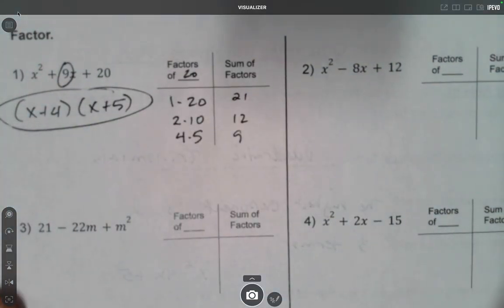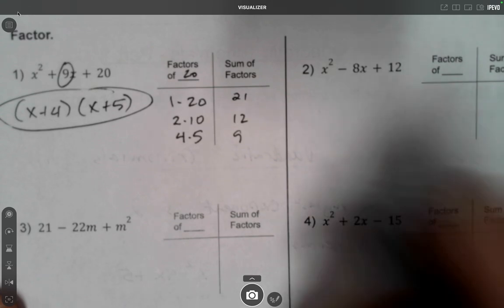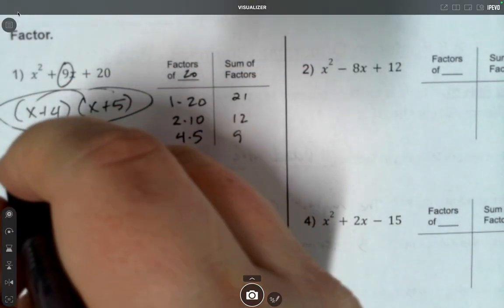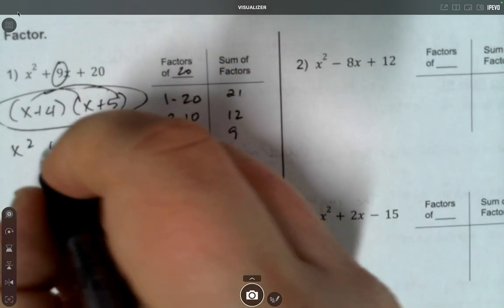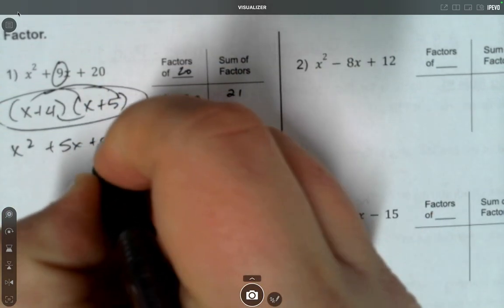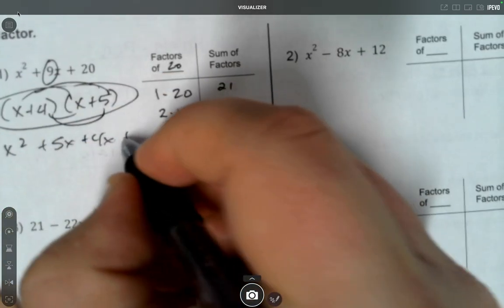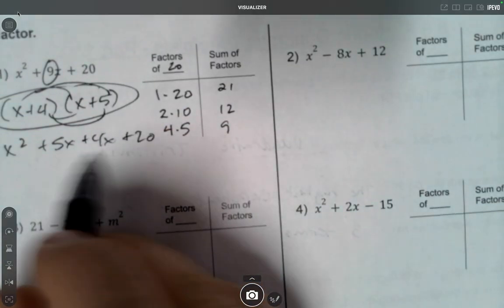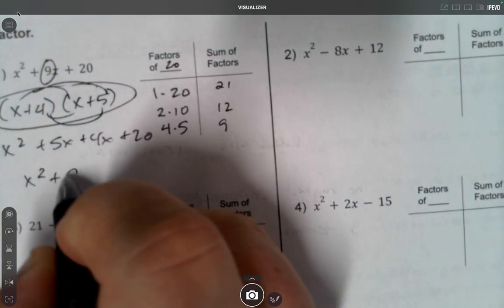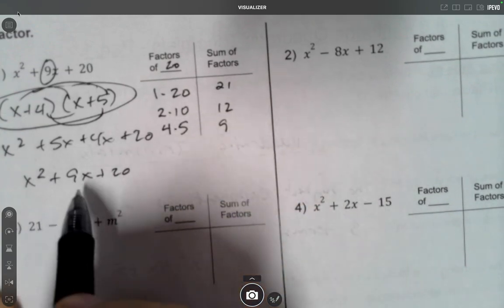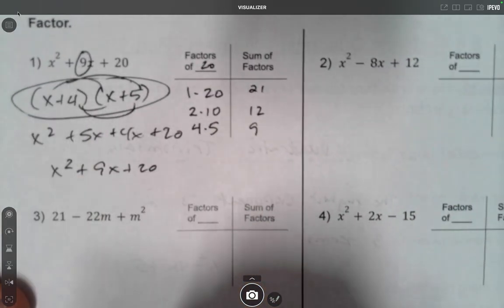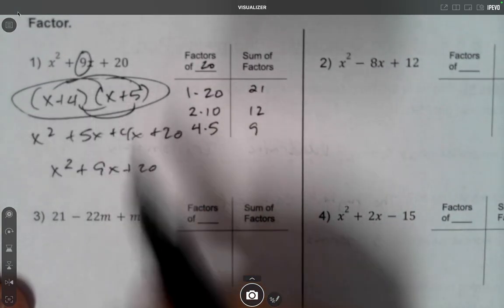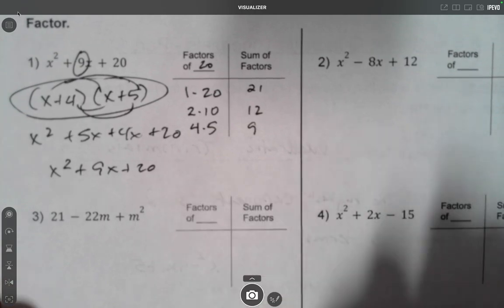And just like we talked about with grouping, if you want to check your answer, you can. You can do first, outer, inner, last. And if you combine these two like terms, 5 plus 4 is 9, you see that we do get right back to where we started. So that means our answer is correct, x plus 4, x plus 5.